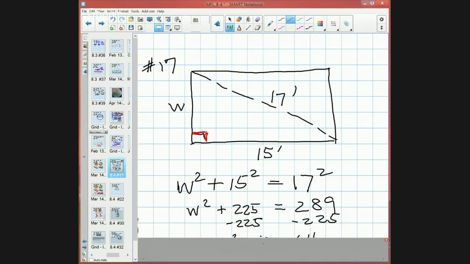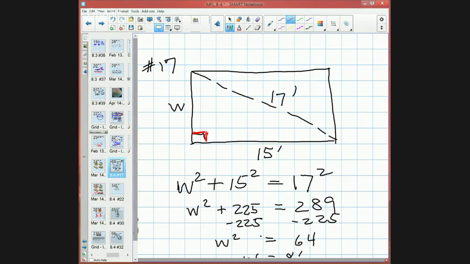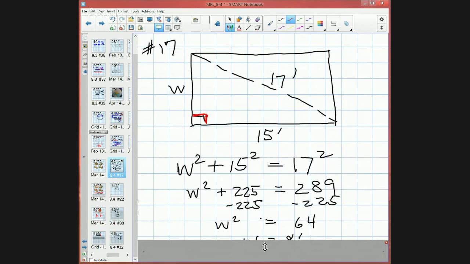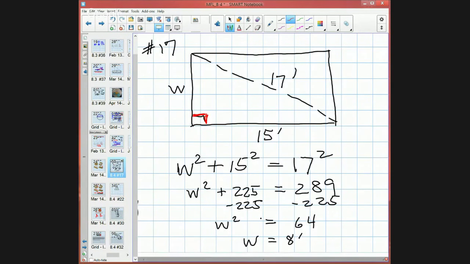Subtract 225 from both sides. And you're left with w squared equals 64. Then just to get w, we need to take the square root. And now we can see that the width of that rectangle had to be 8 feet, thanks to the Pythagorean theorem. So that's number 17 on our new lesson.